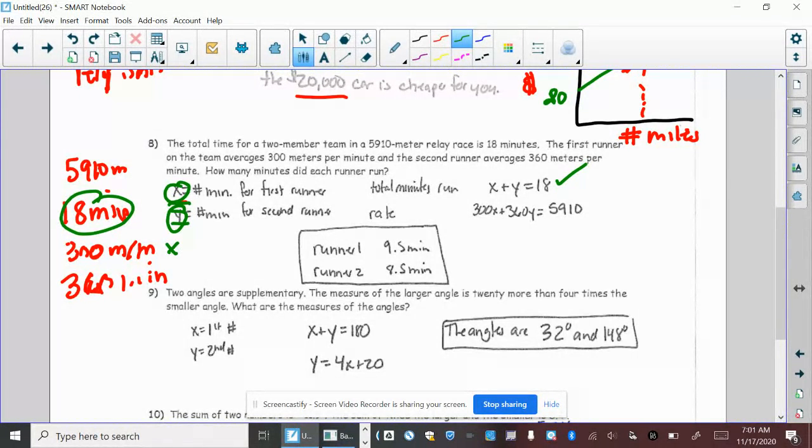And then for the second one, 300 meters per minute times however much the first guy or girl ran. There's the time for that because this is meters. This is your total meters that they run. This is your total meters the second person ran. 360 meters per minute times Y. And then that gives a total of 5,910 meters. And certainly put that into Polysolve.